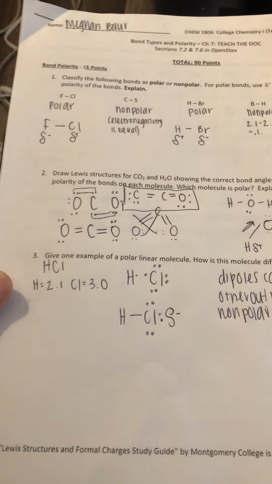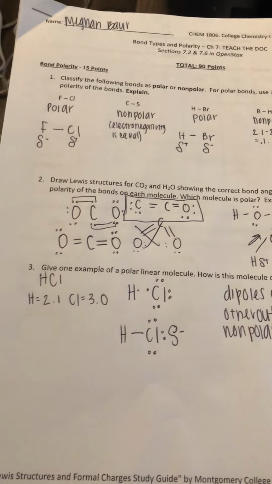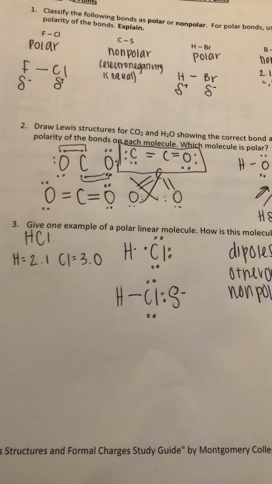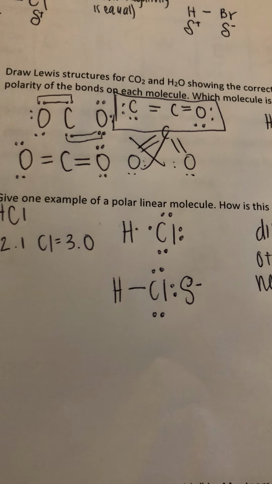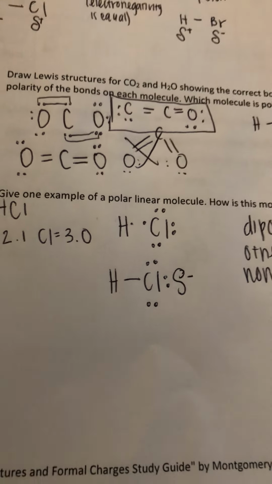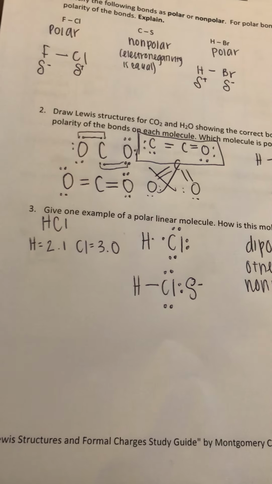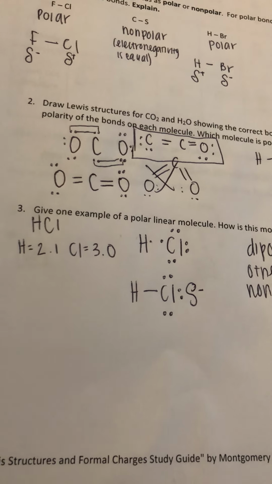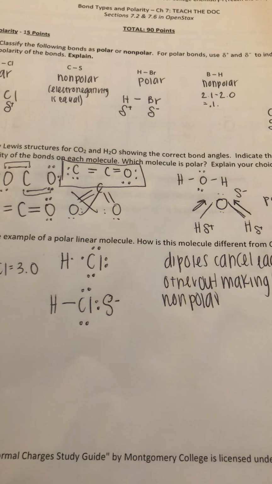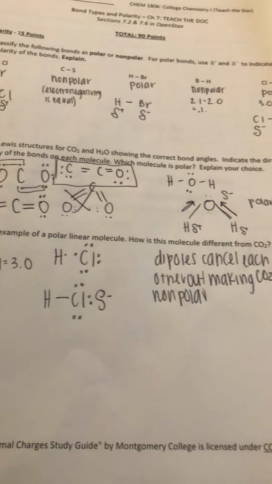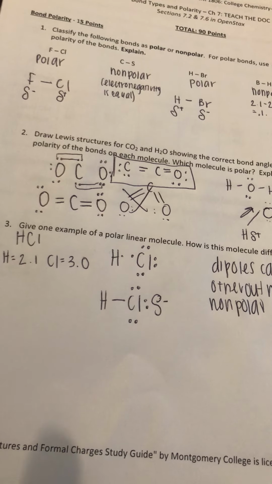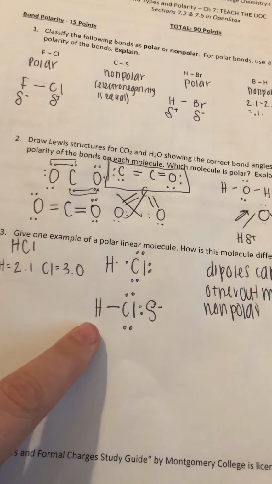The example of a polar linear molecule that I chose was hydrogen chloride. So the hydrogen bonds to chlorine. We got all of our lone pairs there. The chlorine has the partial negative charge because the chlorine has electronegativity of 3, and the hydrogen has 2.1. It's different from the CO2 because the dipoles on the CO2 cancel each other out, making it nonpolar, but we don't have that example here, so this one is polar.